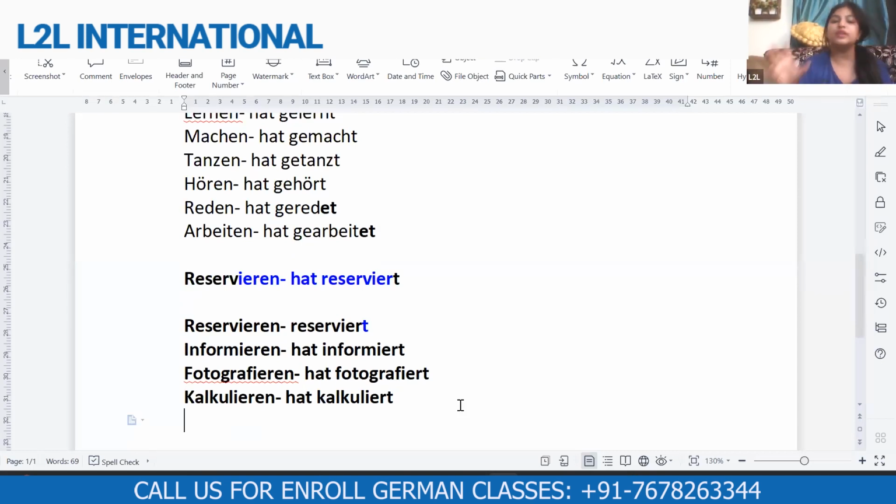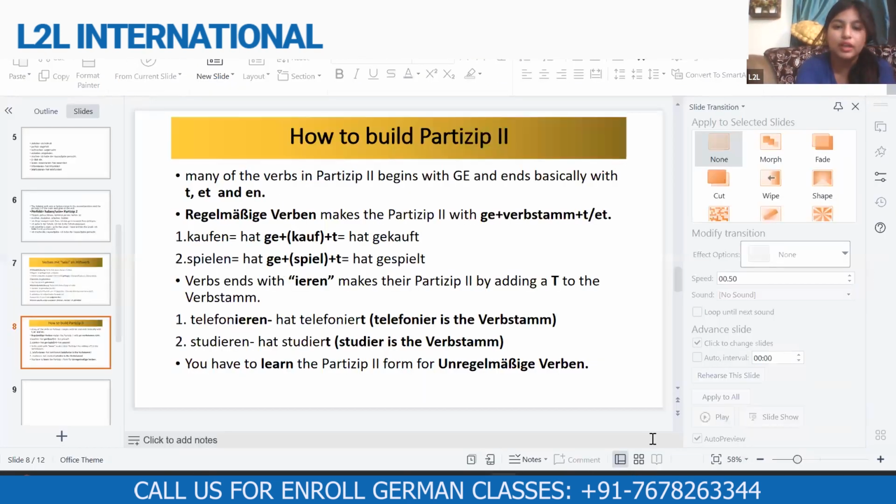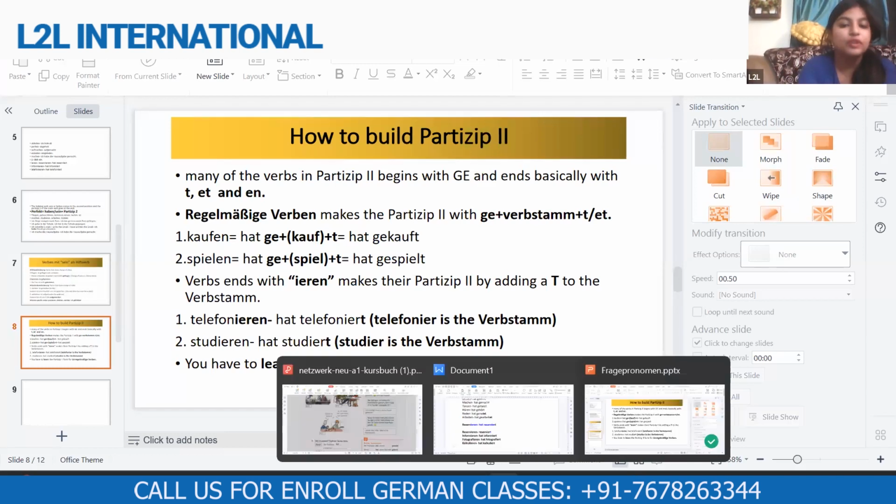So for all the verbs that end with ieren, when they make their participle II, we just need to remove the en part and put a t, meaning add t to the verb stem. Understood the second rule for converting verbs to participle II, right? And the last point, which I have made very clear in bold letters: you have to learn the participle II of the unregelmäßige Verben, because they don't follow the rule.